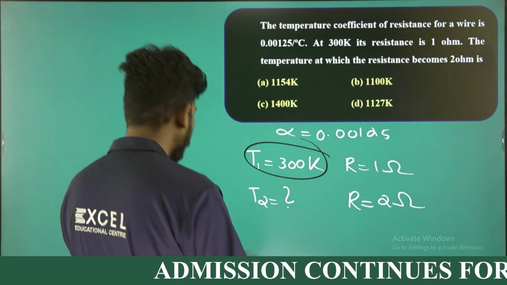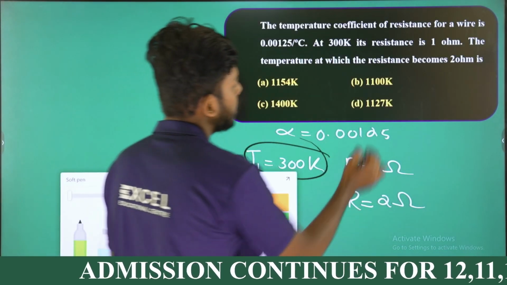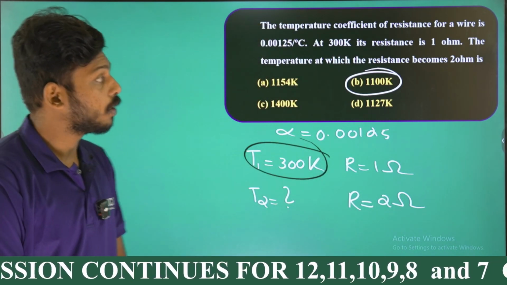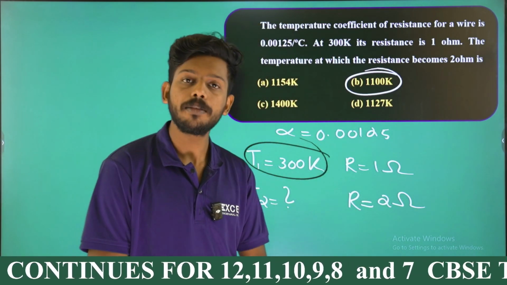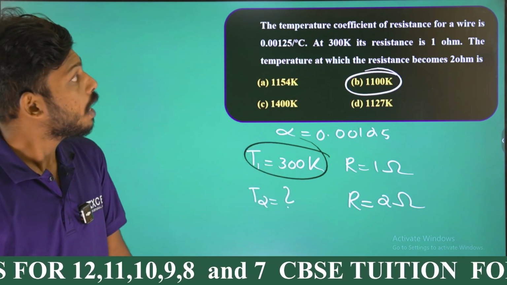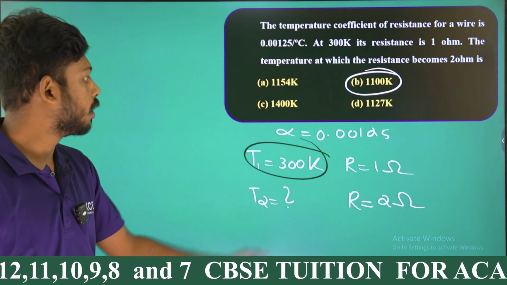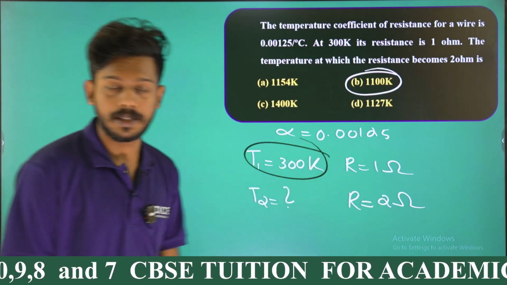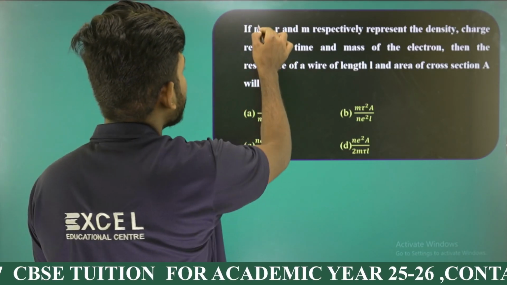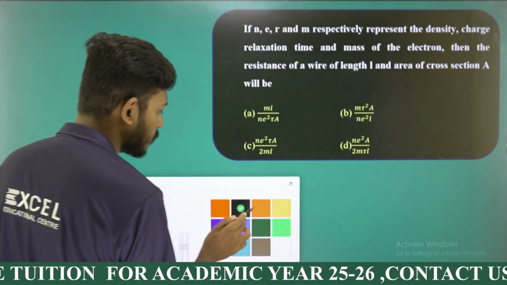So there is an option B which says the temperature will be 1100 Kelvin. Is that okay? Clear? So we have done the problem which relates the temperature and temperature coefficient of resistance and new and old resistance. Okay, fine. So we go to the next section.